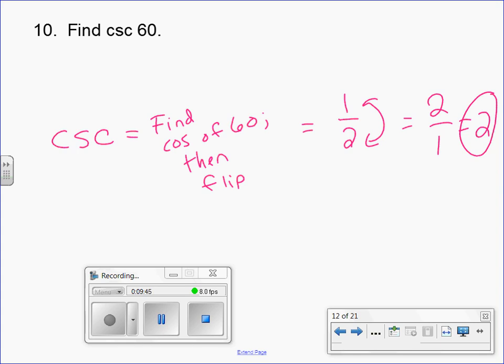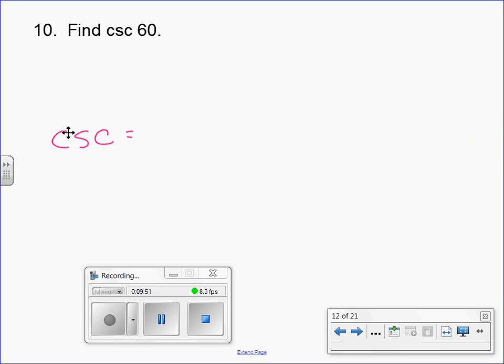Actually, I messed up. Cosecant's the reciprocal of sine. I was having a Monday problem. I wasn't using my brain. Is that what you were going to say? Yeah, thank you. As soon as I said it, I thought about it. So cosecant is actually the reciprocal of sine. Just because it starts with the C actually means it's the reciprocal of the opposite. So find the sine value at 60 and then flip it.